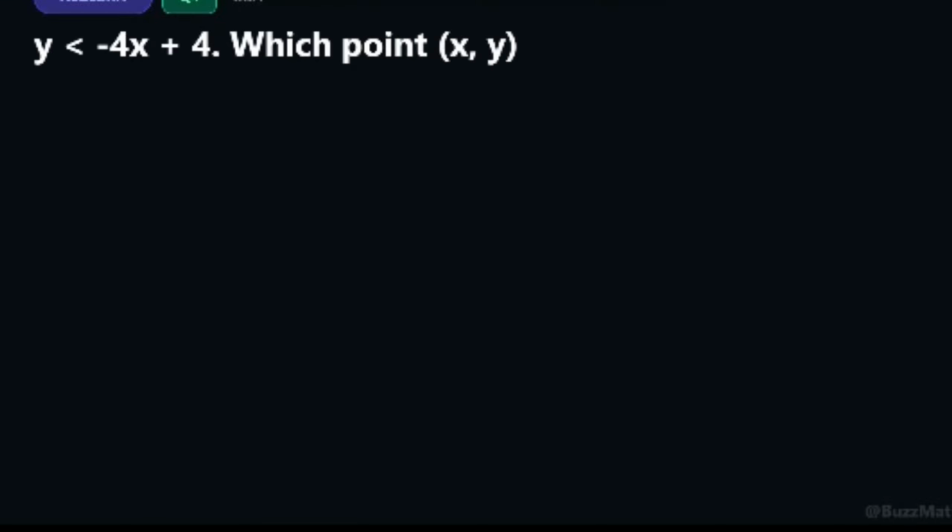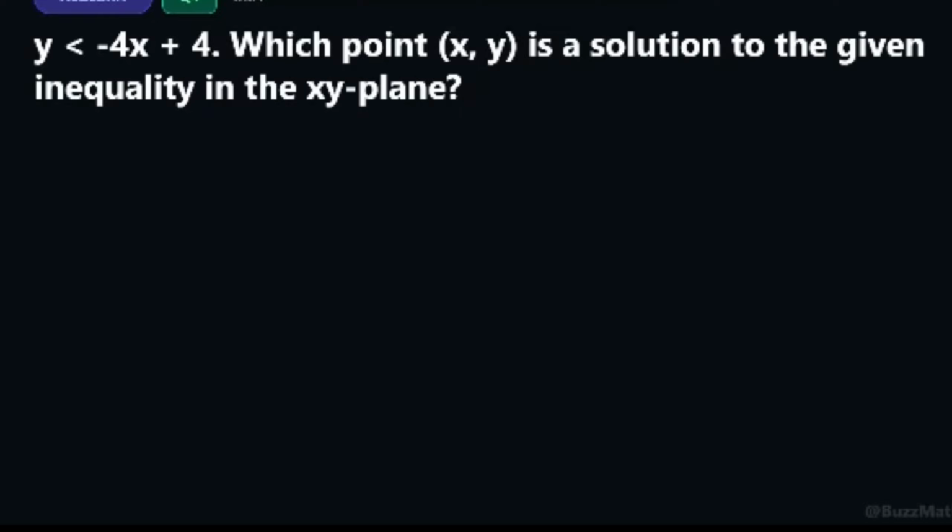Problem 3. Inequalities trip up so many students, but you can literally just test the answers. Let's hunt for the right point. y < -4x + 4. Which point (x, y) is a solution to the given inequality in the xy-plane? We just need to plug our coordinate pairs into the x and y spots to see which one makes a true statement.